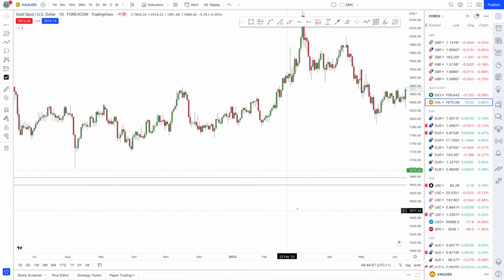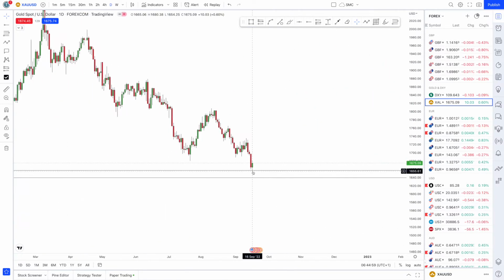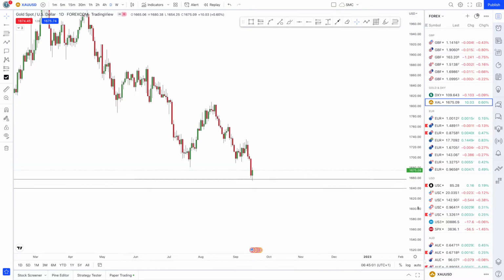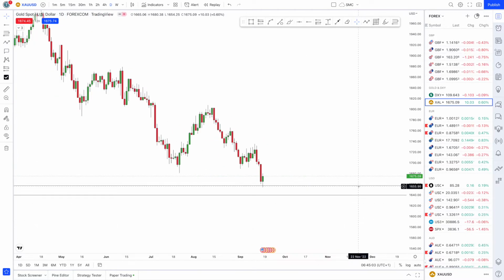If we scroll across, we can see gold has tapped into the wick on the daily time frame, and we have a bullish reaction. Around, I would say, 1660, that's the area where gold has tapped into, and we could see further upside momentum from here, right?